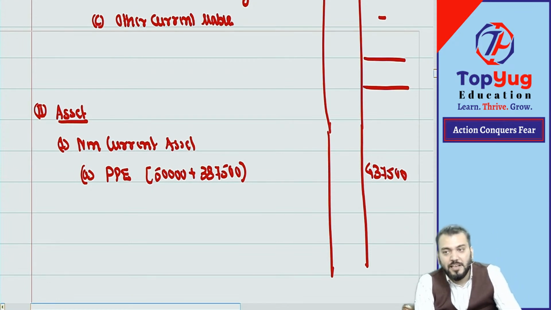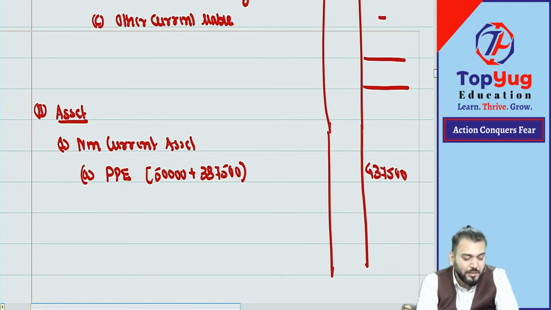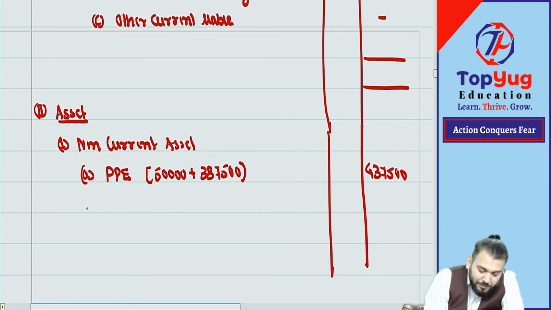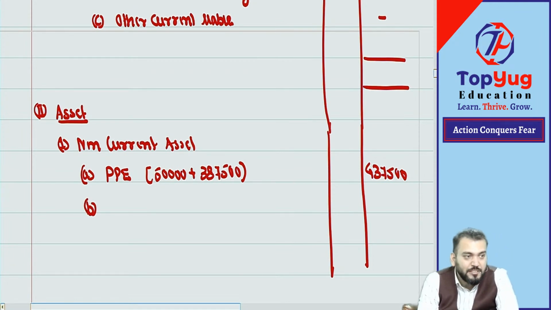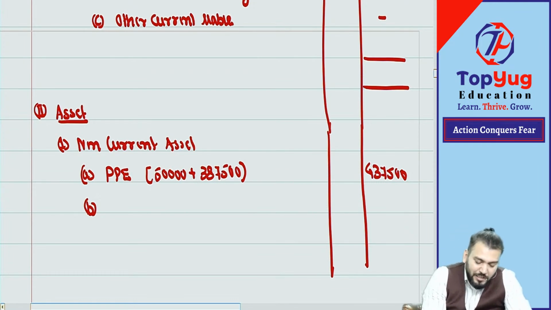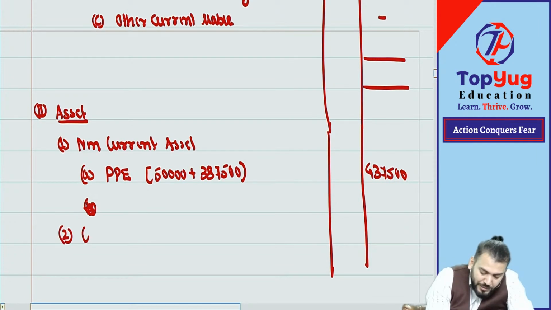Correct. Intangible asset becomes zero. Both patent written off, goodwill written off. There is no need to write down. Then we have non-current investment. So non-current investment is also sold. Investment is also sold, so it will also not come. So of non-current assets, only property, plant and equipment will come. Now we'll come to what? Current asset.